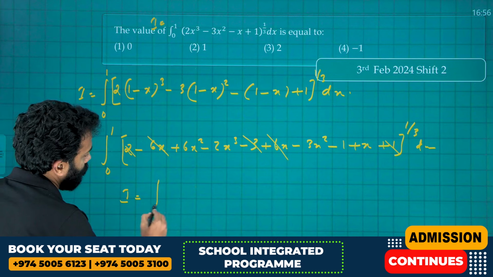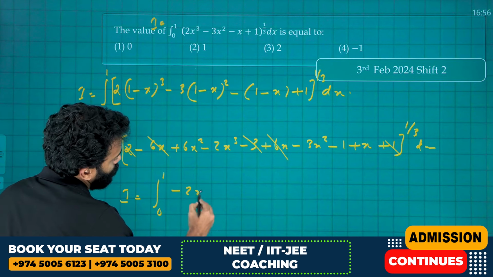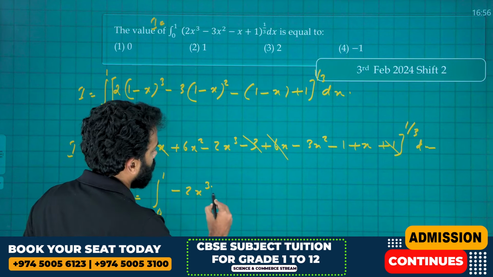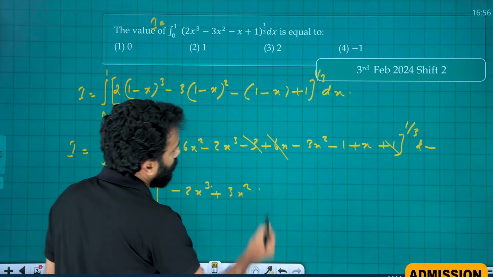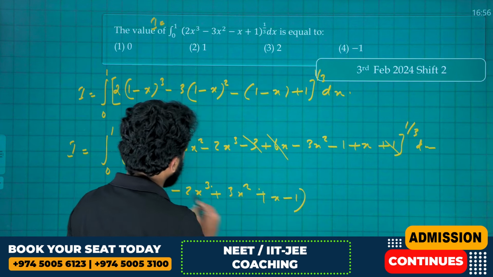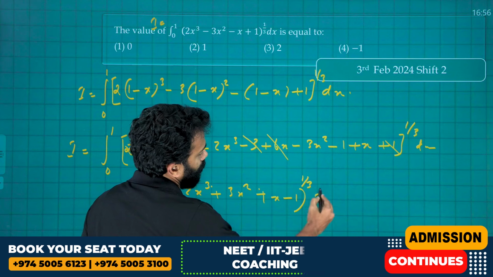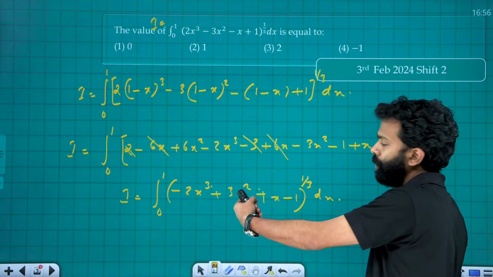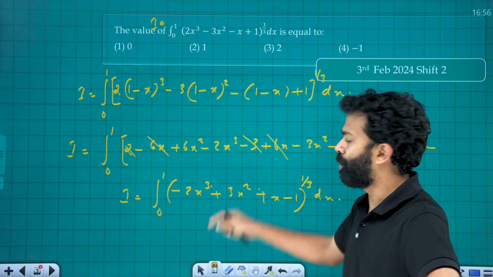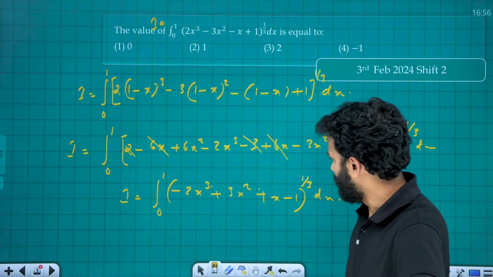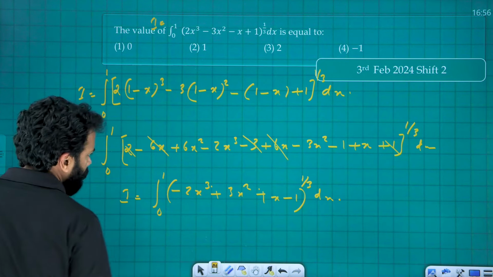I is equal to 0 to 1 (minus 2x cube plus 3x square plus x minus 1) the whole raised to 1 by 3 dx. So, our integrand which we need to formulate is reduced to this one. So, how will you take it from here? What should you take it from here actually?